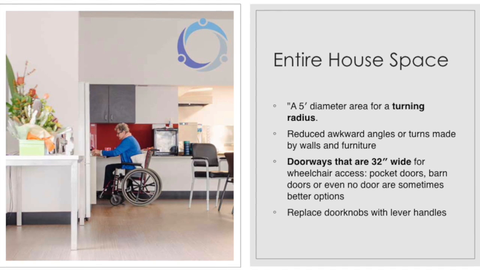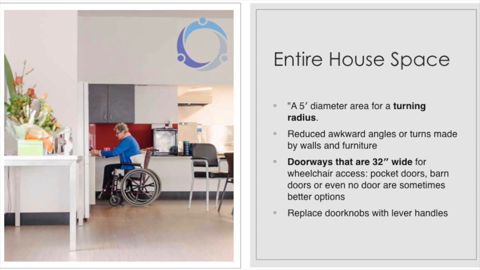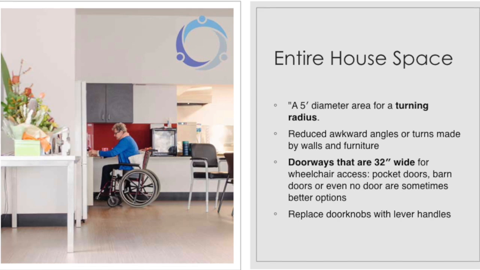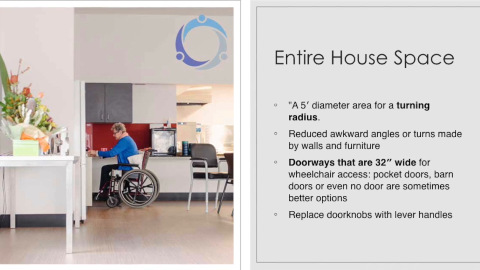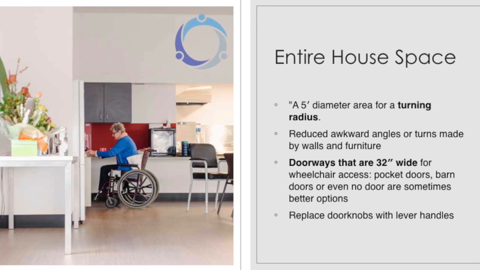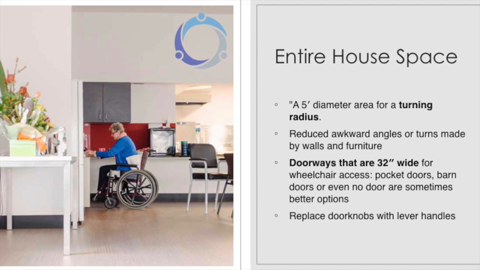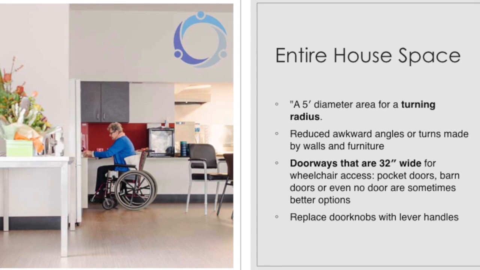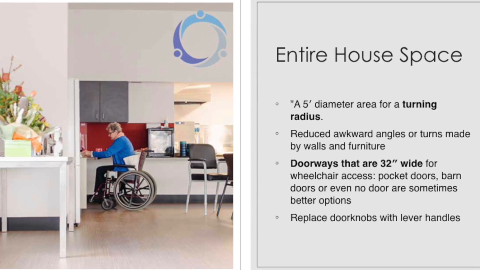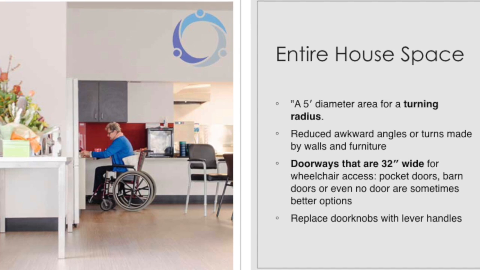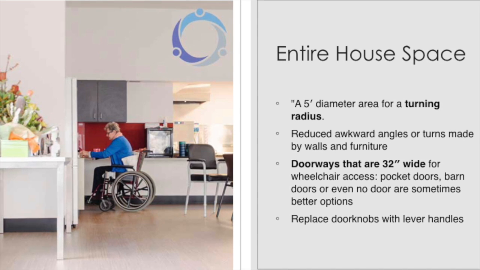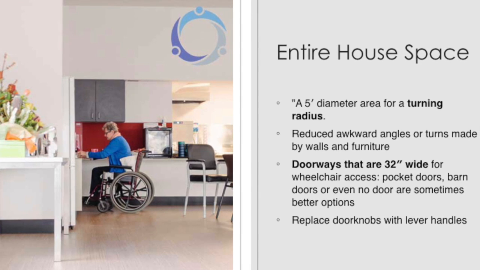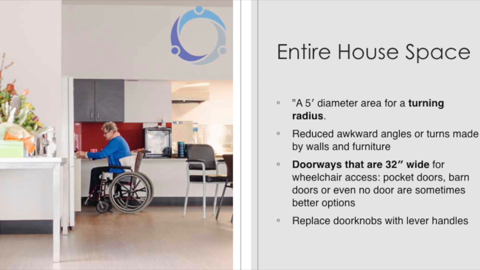And there are some kinds of doors that are easier to deal with if you're in a wheelchair, like pocket doors or barn doors or even no doors, just because if you think about how typical doors work, they open at an angle and it's difficult to wheel away from that space while still holding onto the door and opening it. And then finally, it's also recommended in design to replace doorknobs with lever handles because it's hard to twist from the angle of sitting down instead of above.